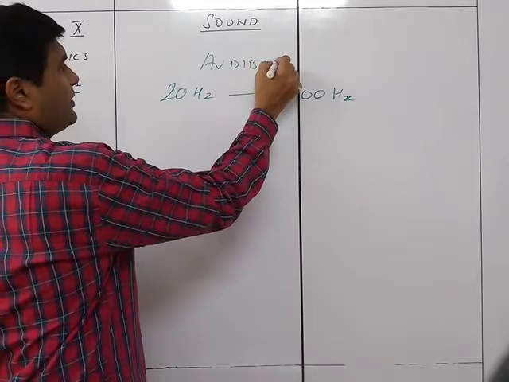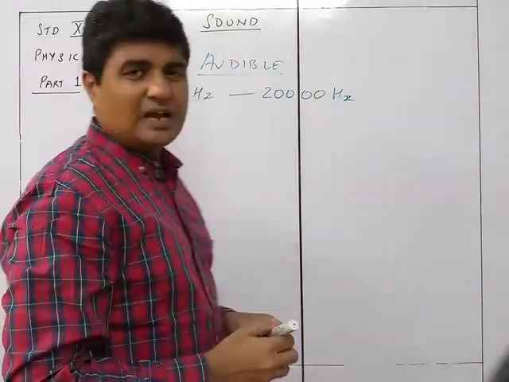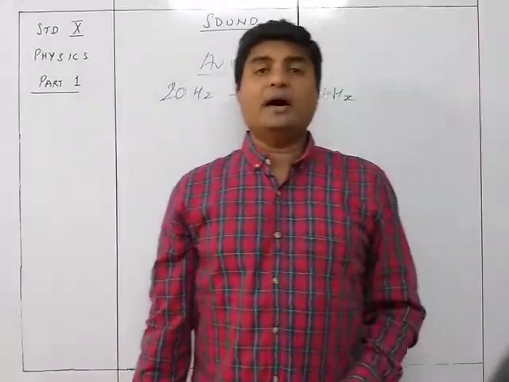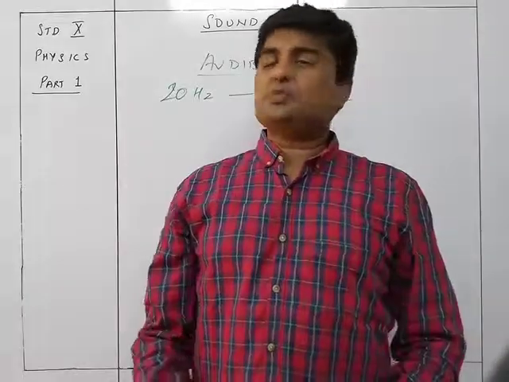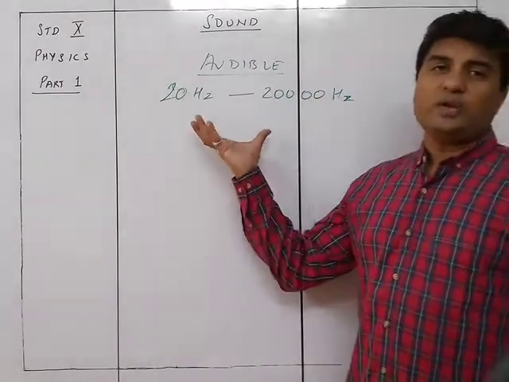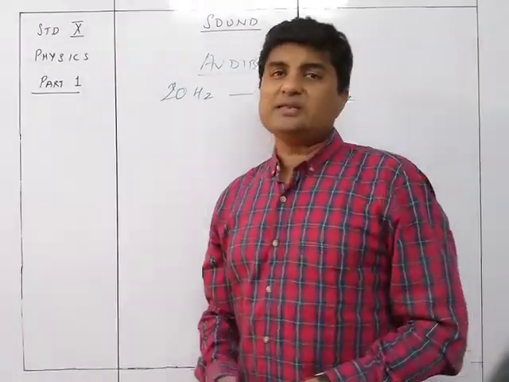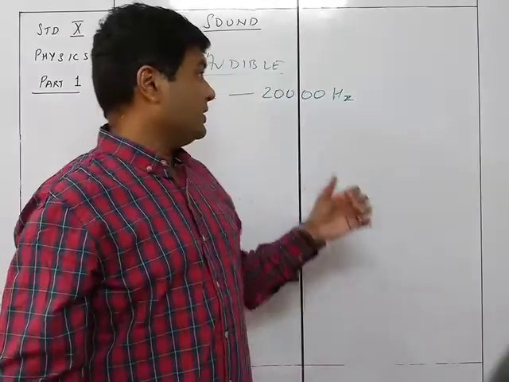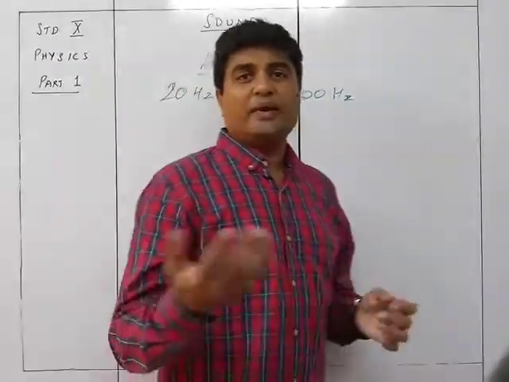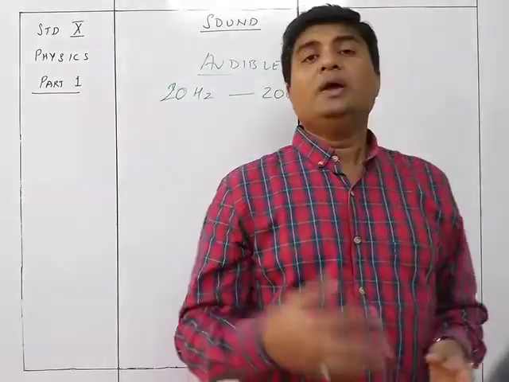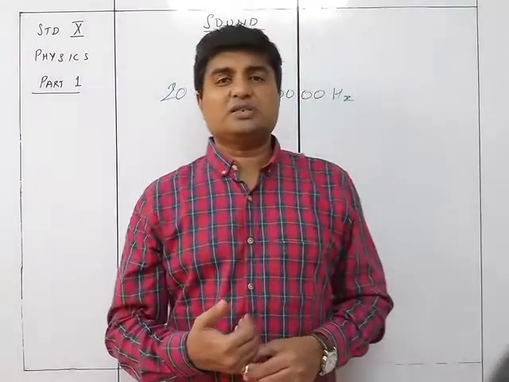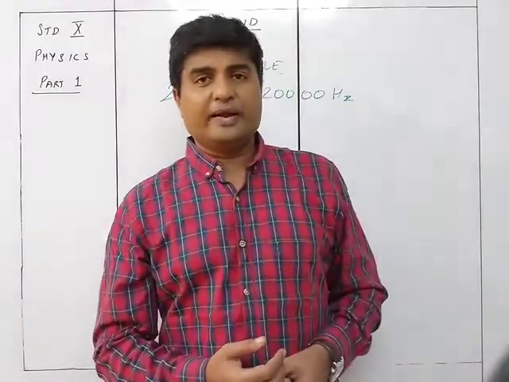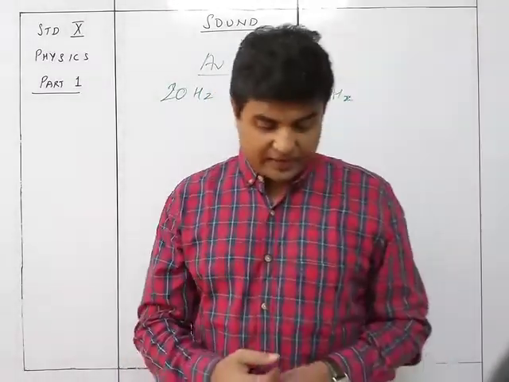So the audible range of frequency of sound is 20 Hz to 20,000 Hz, and with age, this range keeps on deteriorating. A person of around 40 to 50 years may not be able to hear 20,000 Hz, but may be able to hear somewhere near 12,000 Hz or so. Accordingly, as the person becomes older, the audible range keeps on decreasing.